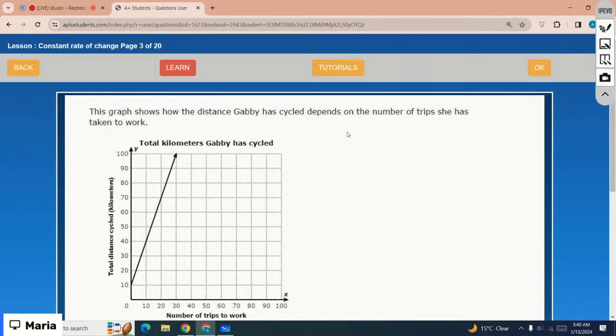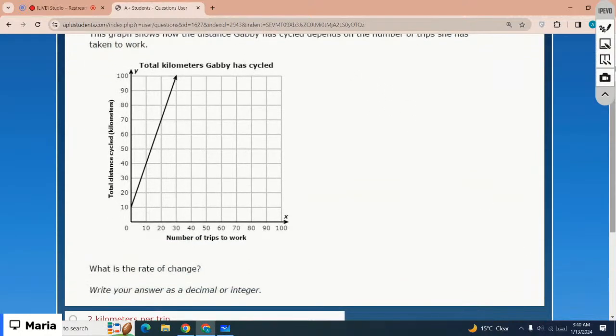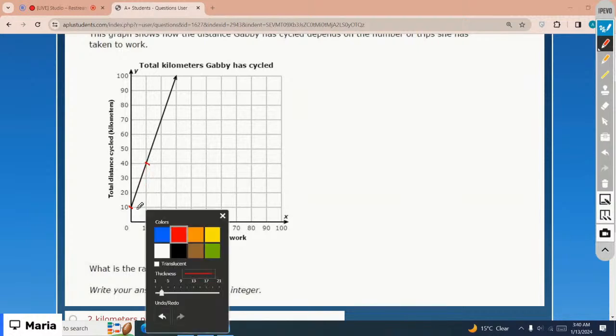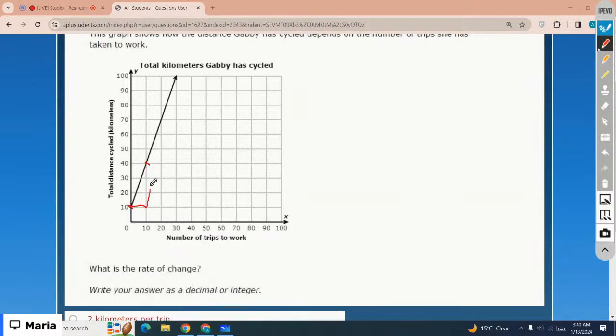Okay, so just select any 2 points on the graph, right? For example, the first one I'm going to do is like this and the second one is like this. So just make a triangle. Start from here to like this and then make a line like this. So here is the triangle. See, from here to here you have just one box. From here to here you have 1, 2, 3.